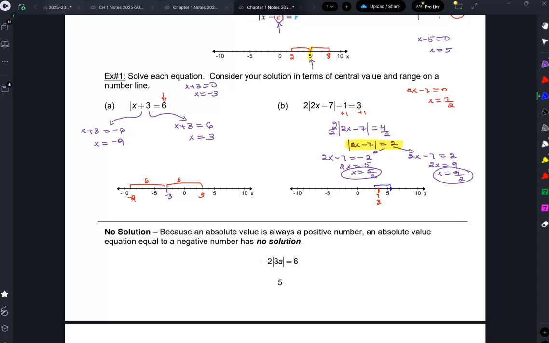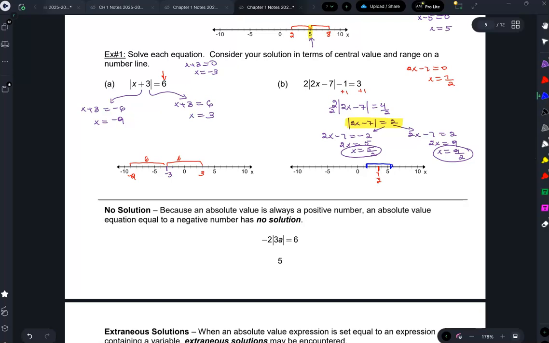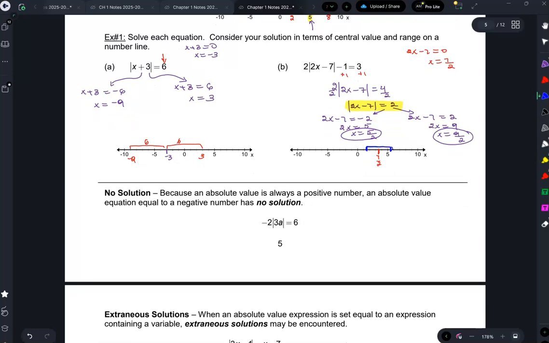Okay. And then what else? 1, 2. Right? So those are the ranges. Okay? So for the x equals, we got 2.5 and 4.5. But on the number line we got 5.5 and 1.5. Okay.